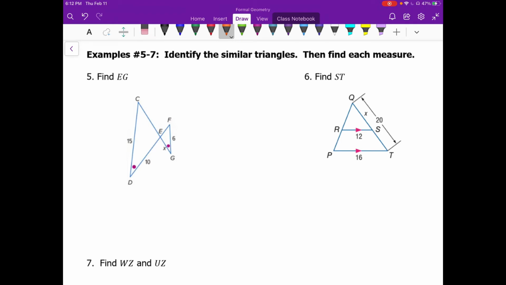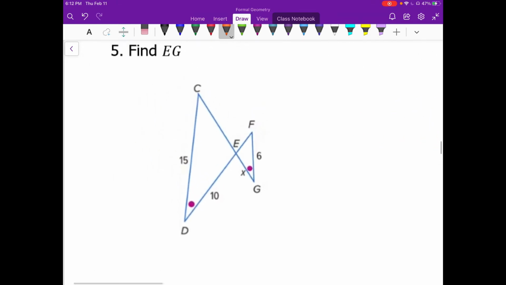Okay, for 5 and 6, I first need to identify if the triangles are similar. And then I need to find the length of each measure. So for EG, I am told that there are 2 congruent angles. Those dots mean congruent angles. And I have another set of congruent angles that are vertical angles. So these triangles are similar by angle-angle similarity. And I need to find the length of EG, which is this side here. Well, EG is corresponding to this side right here, which is ED.